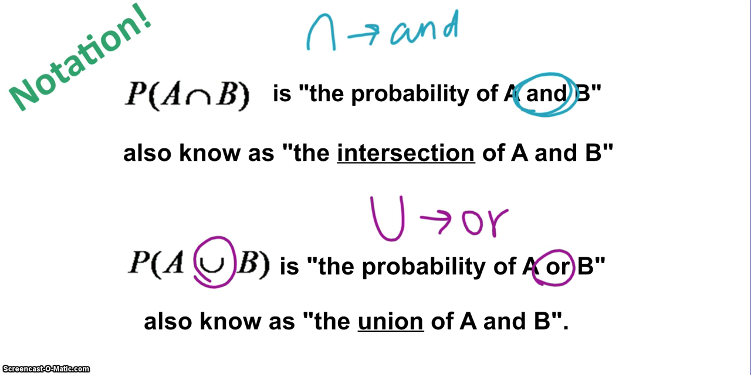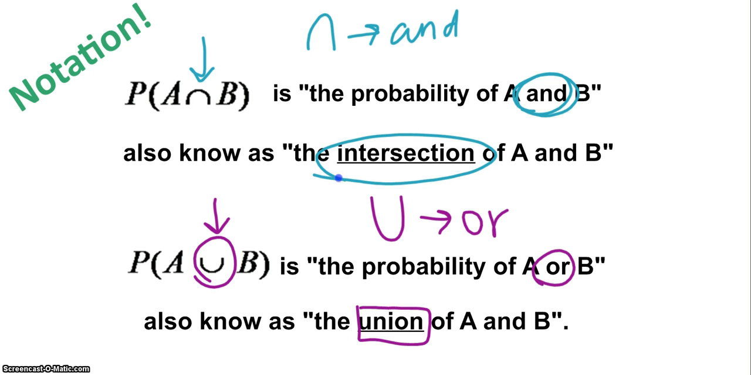Now, the way that we read this symbol, this little U shape, it actually means the union. And the way that we read this shape here, the downward facing U, or kind of like an N, is intersection. So as I read this little math right here, I would say the probability of A intersection B. And for this one, it would be the probability of A union B. Now you have to remember that union means or, and that intersection means and. That is for you to remember.